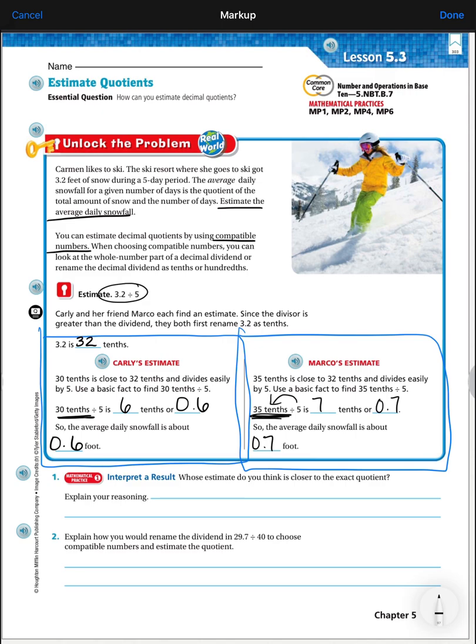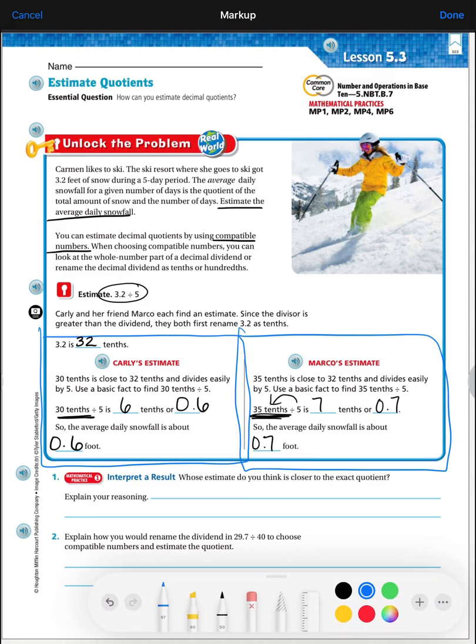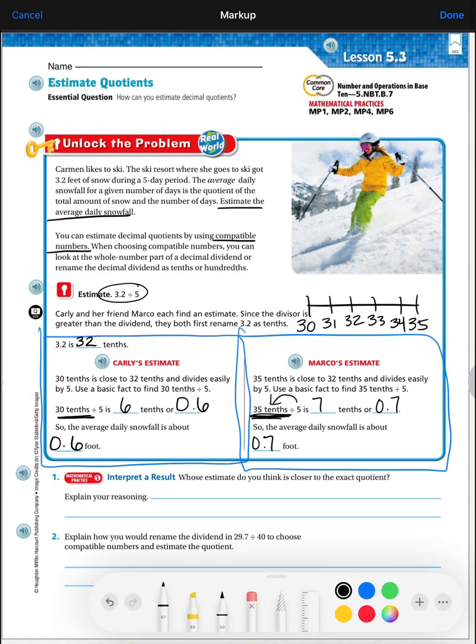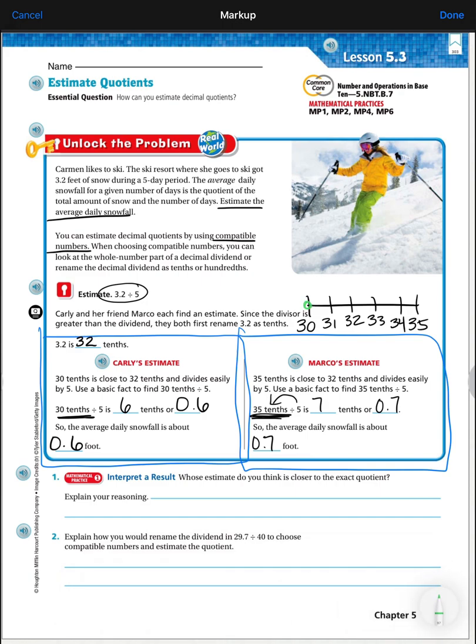So number 1 down here says, whose estimate do you think is closer to the exact quotient? Explain your reasoning. Now this is where I'm going to draw a number line, and I'm just going to explain it to you as I do it. So if I have a number line, and I've got 30, and then I've got 35, and in between I have all the other numbers. So I have 31, 32, 33, and 34. So I look at what Carly did. Carly changed 32 to 30, okay? And then Marco changed it to 35, okay?